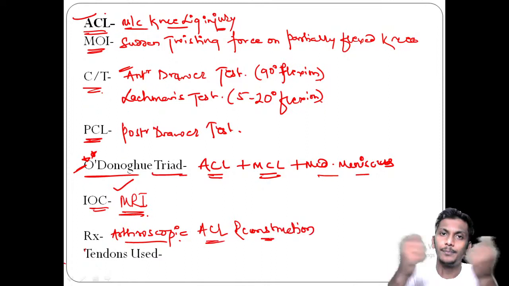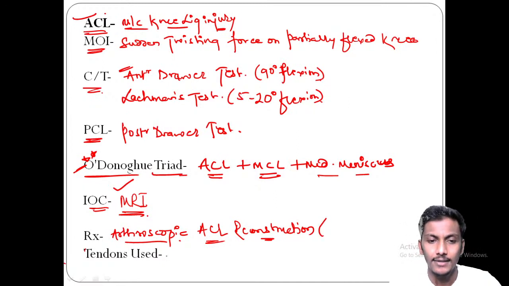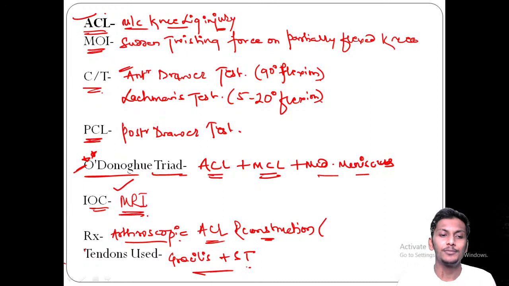The ACL is injured, it is broken down now, so it can be repaired with the help of some tendons. And which are the tendons which can be used? So please remember, it is your gracilis plus semitendinosus tendon which can be used. Please remember, gracilis plus semitendinosus tendon is usually preferred in arthroscopic ACL reconstruction.